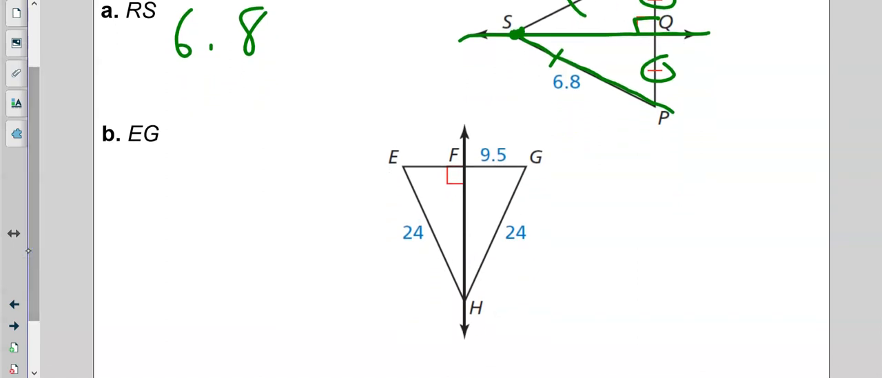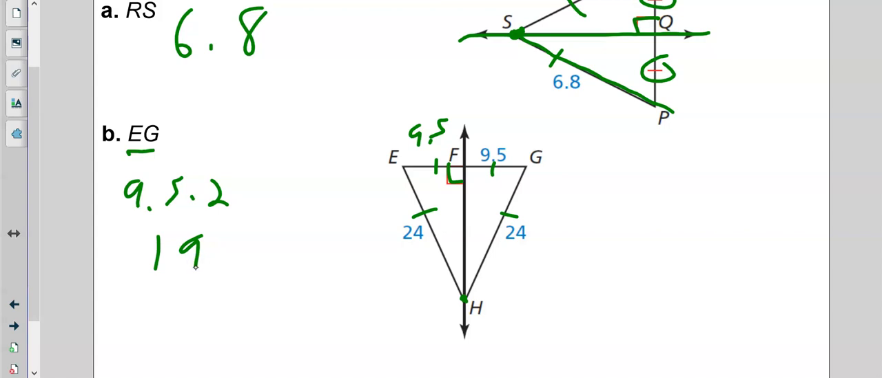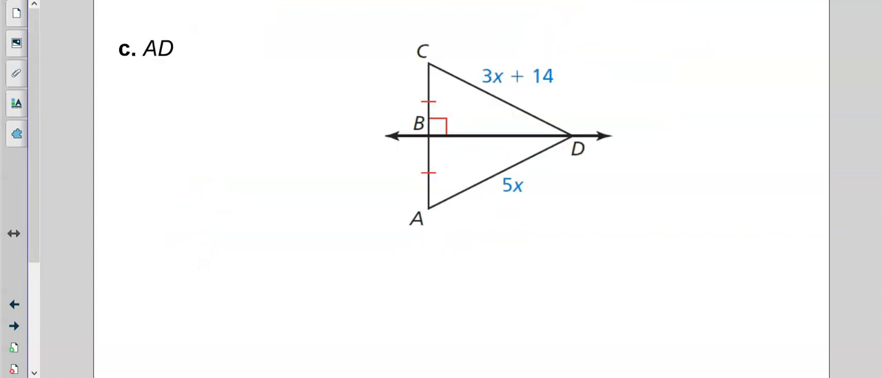The converse, we have a point here. Here's a bisector. Since this and this are both 24, that means those two are equal, so this is 9.5. But be careful, notice it's asking for EG, not EF. So we actually have to take 9.5 times 2 and get 19. Always pay attention to see what it's asking for, not what you assume it to be.